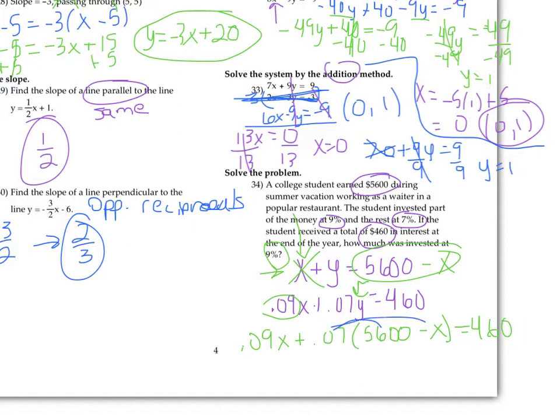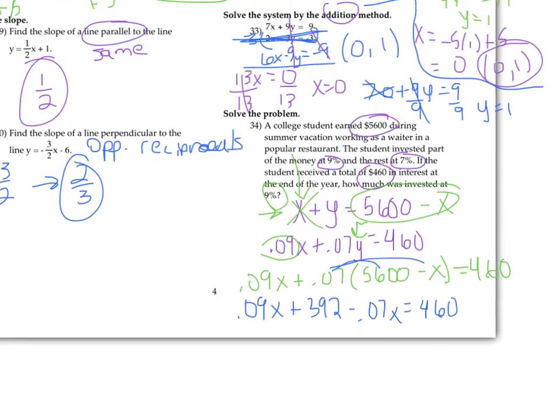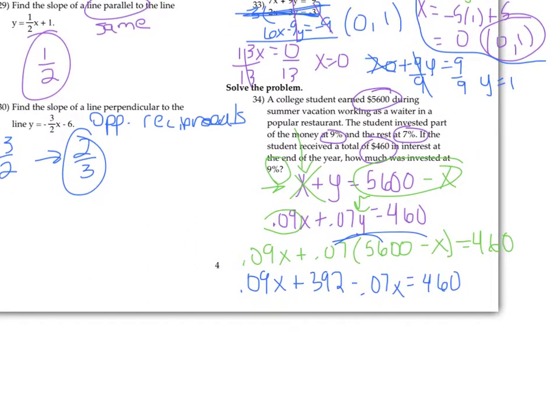So we have to distribute. Oh no, that math. 392 minus 0.07x equals 460. Give myself a little room here. Combine like terms, so that's 0.02x.